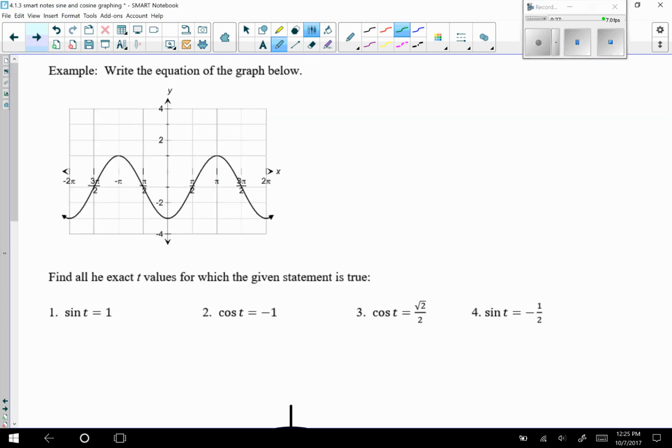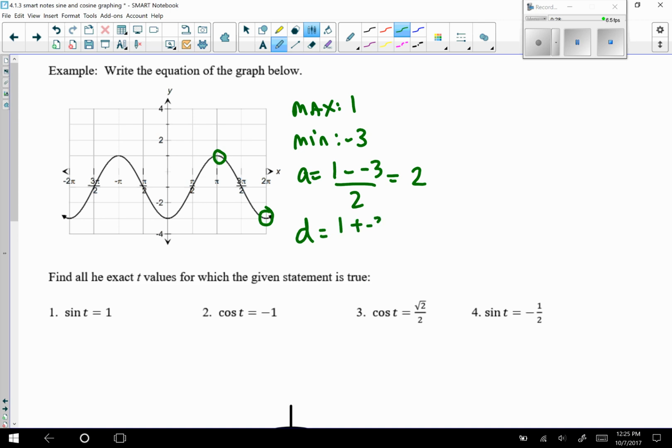So same thing, we want to write the equation for this graph. So I want to figure out what my maximum value is. So my maximum looks like it's here at 1. The minimum is here at -3. So remember that to find your amplitude, it's going to be your maximum minus your minimum divided by 2. So that gives me 4 over 2, which is 2. Then my midline is your maximum plus your minimum divided by 2, because it's the average. So that gives me -2 over 2, which is -1.